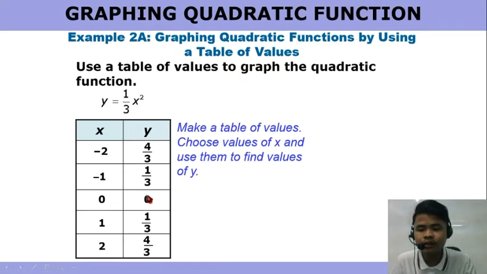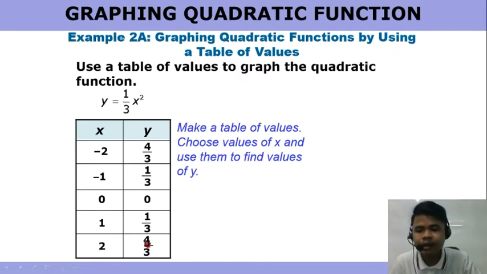Then sa 0, dito sa y, ang katapat niya dito sa x is 0 din. Okay, why? It is because if we substitute 0 to x, magiging 1/3 times 0 squared. 0 squared is equal to 0. Then 1/3 times 0 is equal to 0. Then next, bakit 1/3 ang katapat dito sa positive 1? It is because 1 was substituted to what? X. So, naging 1/3 times 1 squared. Okay? 1 squared is equal to 1. Then 1/3 times 1 is equal to 1/3.